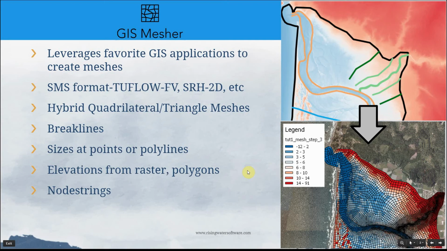It can support the use of break lines. You can define size information at points or polygons, and elevation data from raster data or polygons. And it can also set up node strings. So it can set up a complete mesh for use with TUFLOW-FV or similar models.